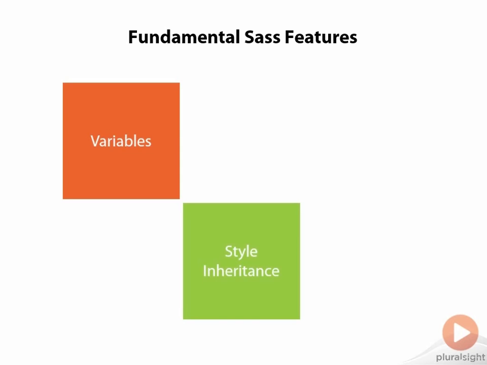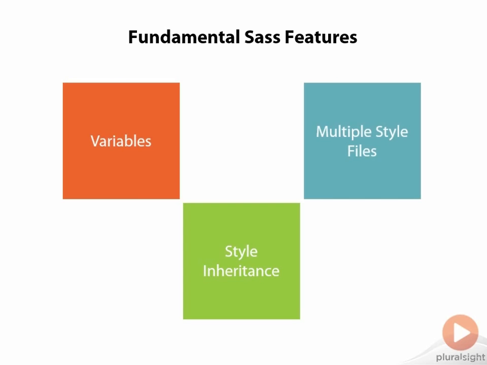Just as in an object-oriented language we can use inheritance to inherit one class from another, so too in Sass we can inherit one style from another. So for example, we can define a class, and then another class can inherit all of the styles from that single class. And we'll see in the next module how using style inheritance in Sass can actually help us reduce the number of classes we need to use on our HTML elements.